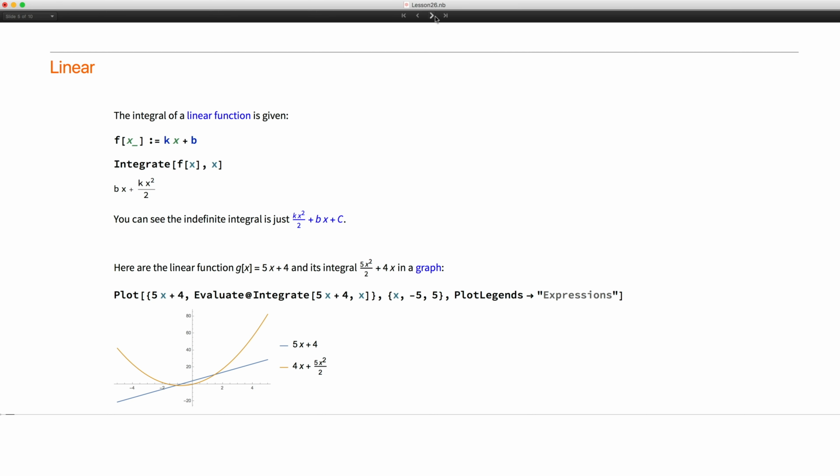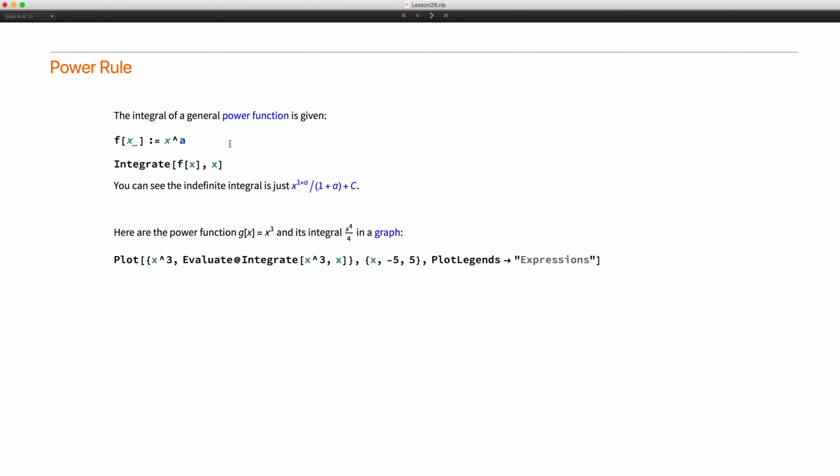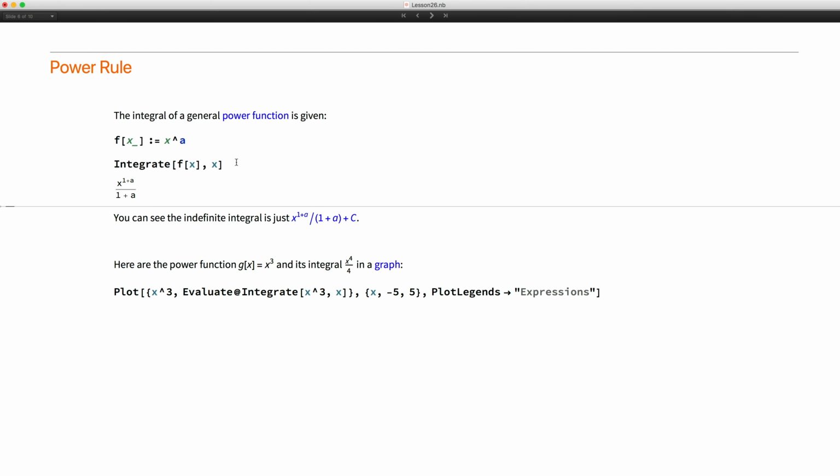Okay, on to power functions. So if you have x to the power a, then its integral is x to the power a plus 1 over a plus 1. So that's the answer with the constant of integration. So for example, if I give you x cubed, then the answer is x to the power 4 over 4, which you see in the plot over here.